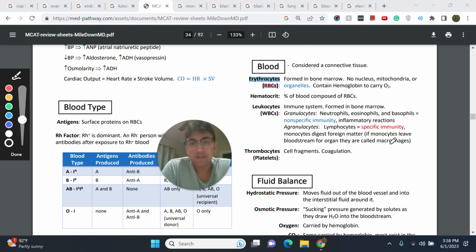Monocytes and macrophages are kind of responsible for digesting the foreign matter. So you can think of macrophages as kind of eating something, eating bacteria. And it's important to remember that neutrophils, eosinophils, and basophils provide non-specific immunity.